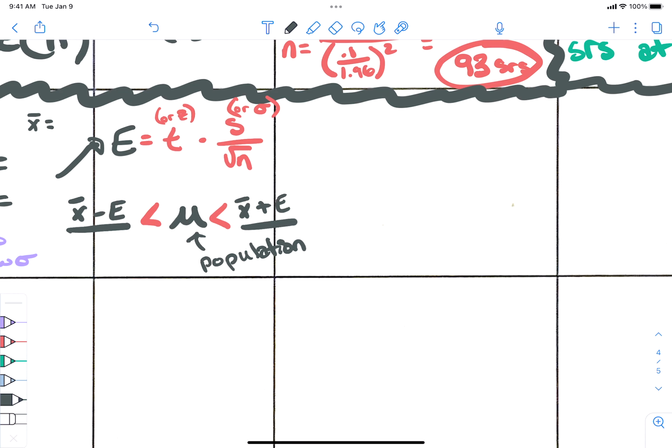Let's do an example. Don't slide too far. I won't slide too far. Thank you. Example. What should we talk about? Averages. People wear glasses.